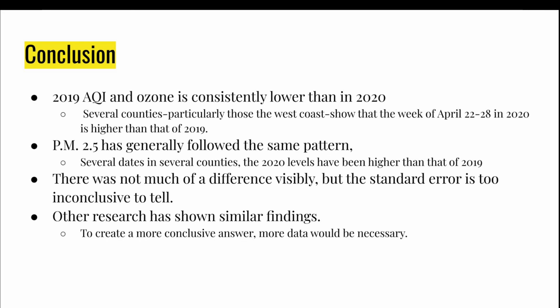However, several counties, particularly those on the West Coast, show that the last week of April 22nd to 28th in 2020 is higher than that of 2019. The PM 2.5 generally follows the same pattern, however, there have been several dates in several counties where the 2020 levels have been higher. There is not much of a difference visibly, but the standard error is too inconclusive to tell. And there is other research that shows similar findings, and to create a more conclusive answer for myself, there'd be more data that'd be necessary.